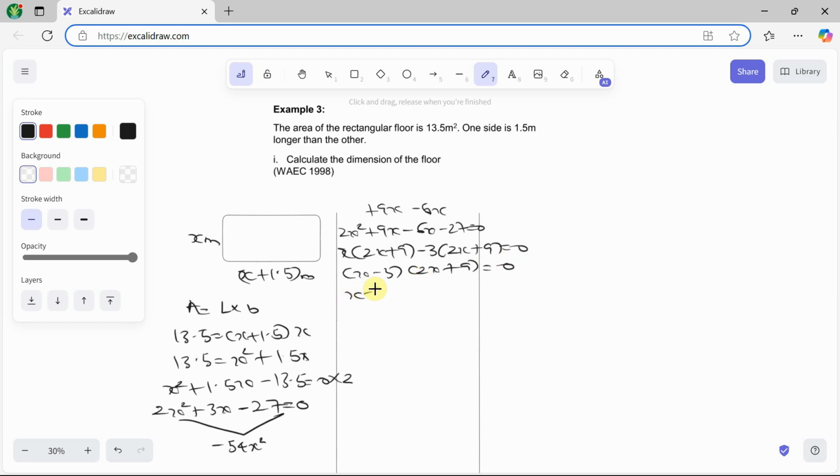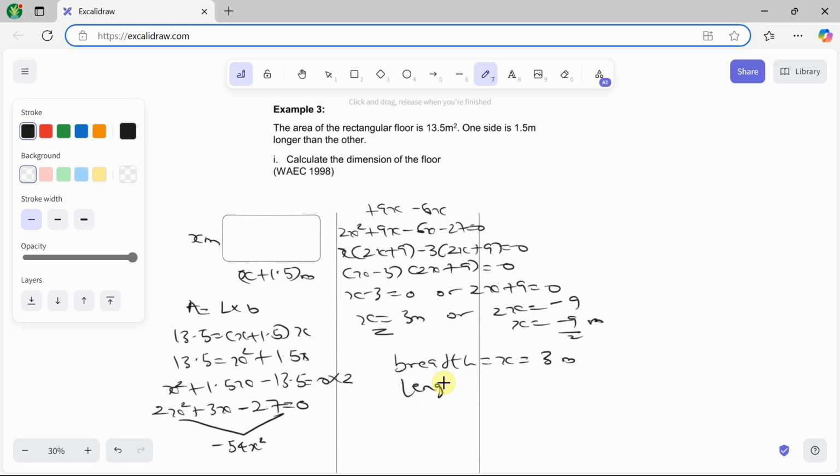So our answer is x minus 3 is equal to 0, or 2x plus 9 is equal to 0. So x is equal to 3, or 2x is equal to minus 9, and x is equal to minus 9 over 2 meters. So we know that x cannot be negative, so our x is 3 meters. But it's also asked to calculate the dimensions of the floor. So we know that the breadth is x, which will be equal to 3 meters, and the length is x plus 1.5, which is equal to 3 plus 1.5, which is equal to 4.5 meters. So our length is 4.5 meters and our breadth is 3 meters.